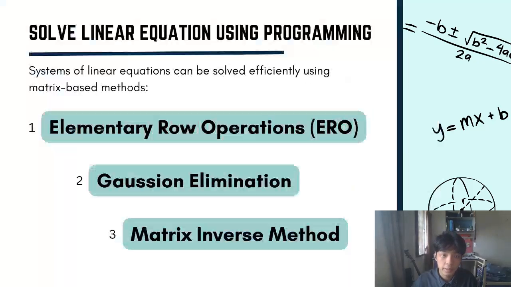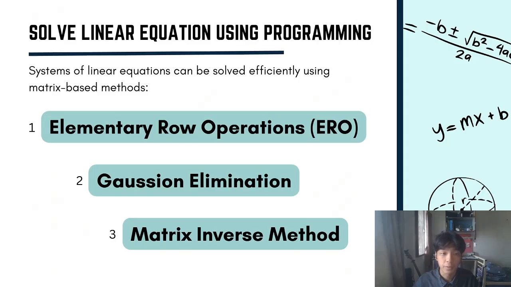So, what are the topics? The topics are how we solve linear equations using programming. Before that, let us talk about the methods we are using to solve linear equations. First is elementary row operations, that is ERO. Then Gaussian elimination. Then matrix inverse methods. These are the three methods that we are using to solve linear equations efficiently.